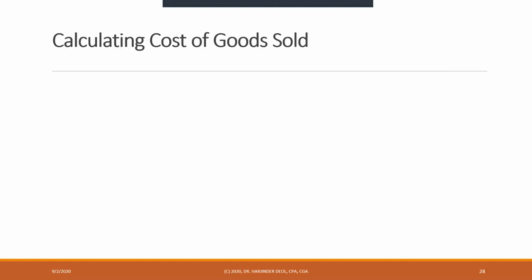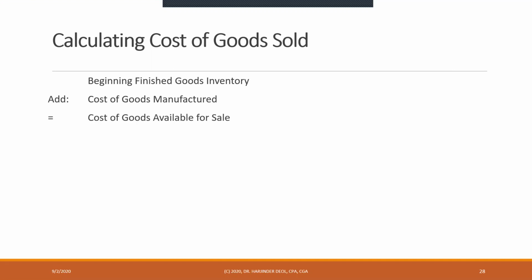Next, we'll look at the calculation of cost of goods sold for a manufacturing company. For a manufacturing company, you would start with the beginning finished goods inventory. Finished goods, remember, are goods that are intended for sale to outside customers. Now, because we are a manufacturing company, you would add to the beginning finished goods inventory the cost of goods manufactured, which we just learned how to calculate. Added together, we get cost of goods available for sale.